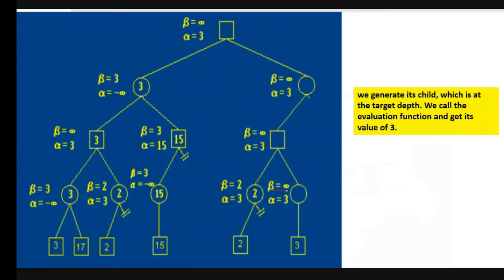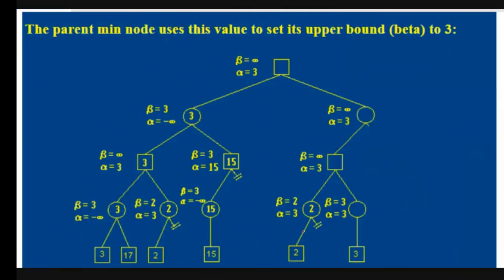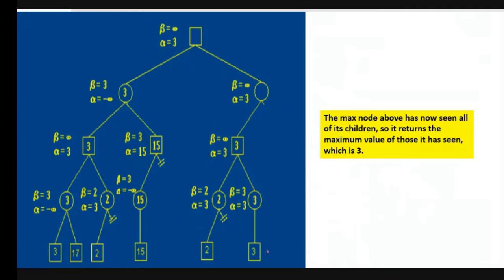Now beta has to be modified, is it not? So beta will be modified. It will be taken as 3. And since it is the only node, there is nothing to compare. So this is going to be 3. The value of this node has become 3. And if you compare, the max will be the 3 value. So the max value has been returned as a 3.